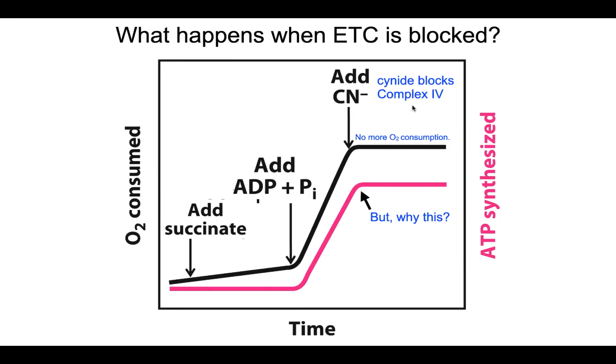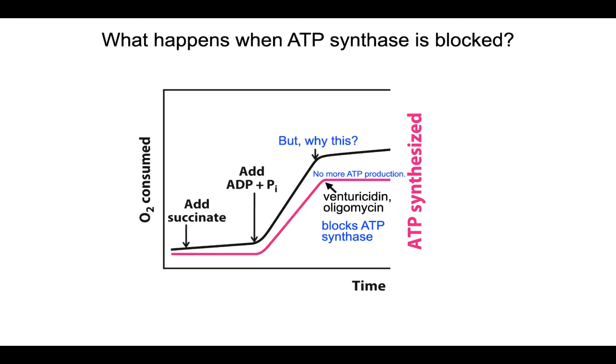So, again, we have demonstrated that they're coupled in that if we shut down the electron transport chain by blocking complex 4 with cyanide, we also block ATP synthase and the production of ATP. So let's look if we could do the opposite. Let's see what happens if we block ATP synthase. Will that stop the electron transport chain and the consumption of oxygen?